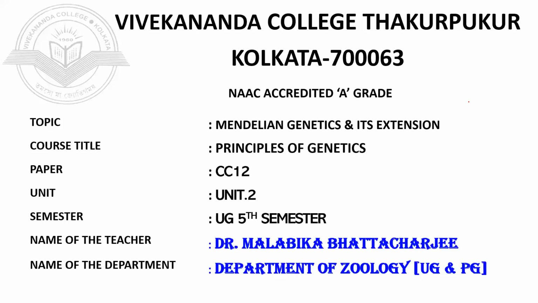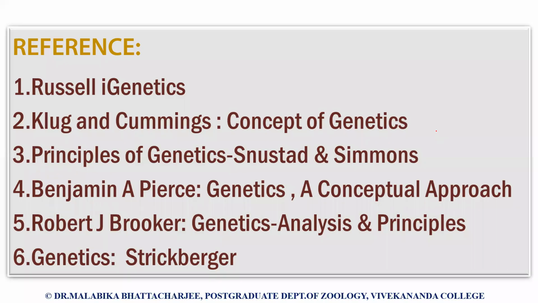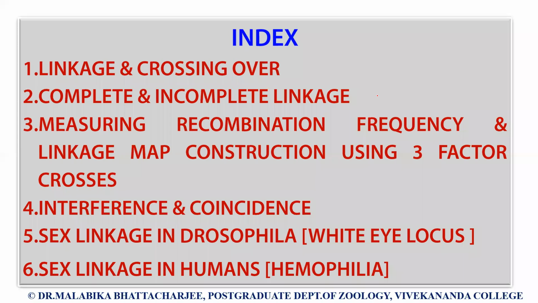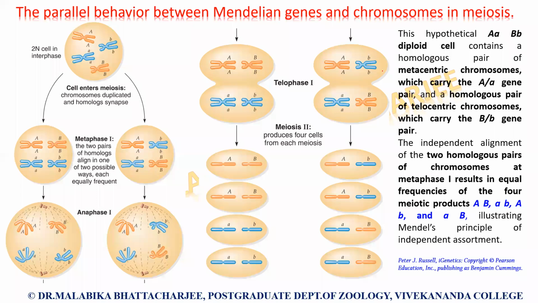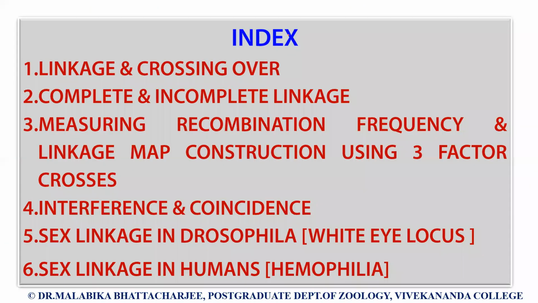Good morning. So today we'll be starting with another topic of your CC12 unit 2, and that basically deals with the following. We'll be discussing linkage, crossing over, complete and incomplete linkage. We'll move on to measuring recombination frequency and linkage map. Linkage map construction. We'll study interference and coincidence. Then move over to sex linkage in Drosophila and humans.